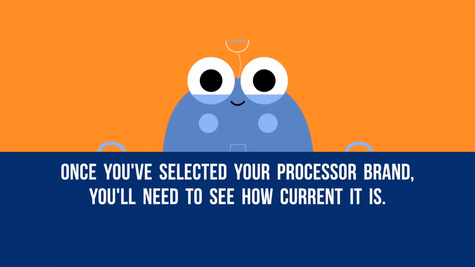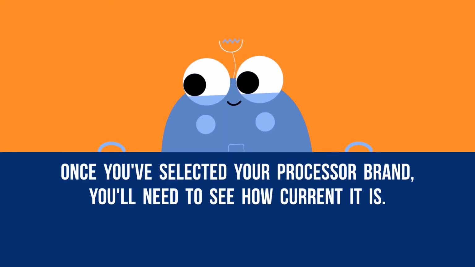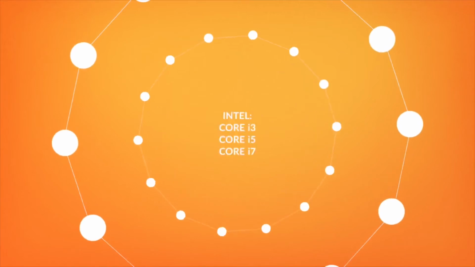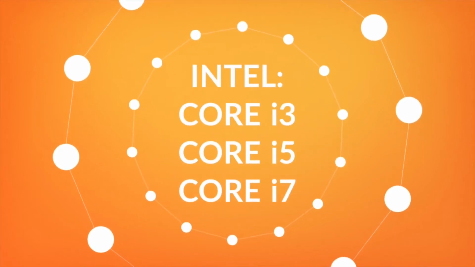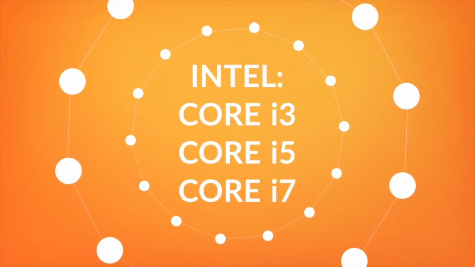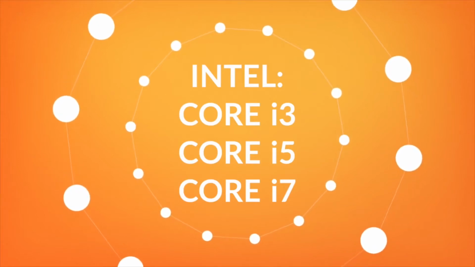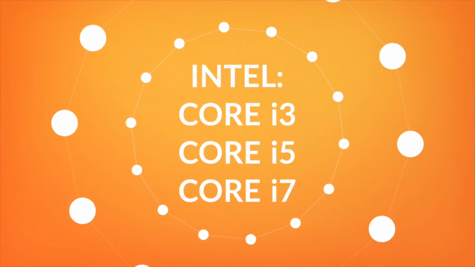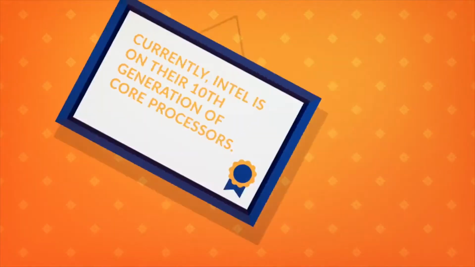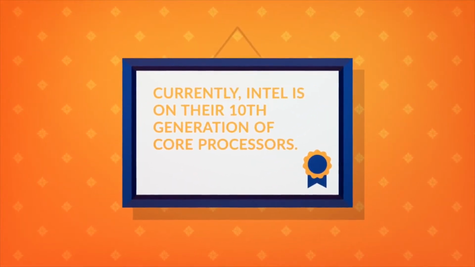Once you have selected your processor brand, then you will need to see how current is the processor you are looking at. At Intel, the most common processors are their Core line, and the generations look something like Core i3, Core i5, Core i7. The higher the number, the newer the generation, and the better their performance. Currently, Intel is on their 10th generation of Core processors.